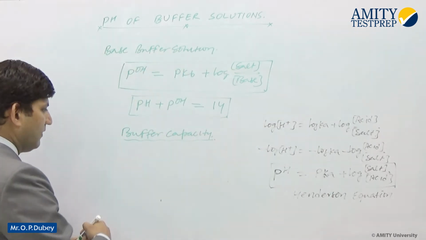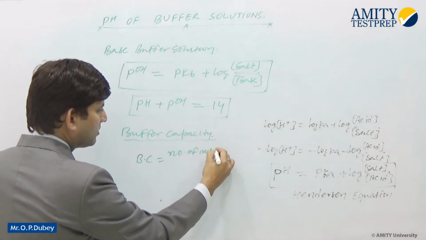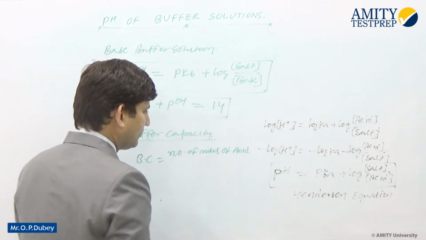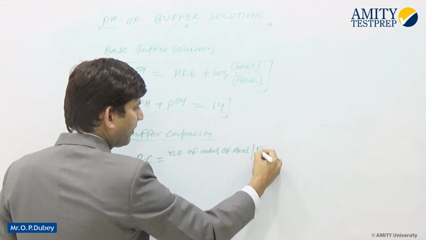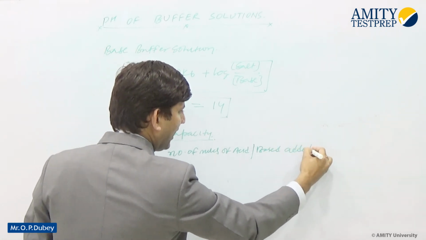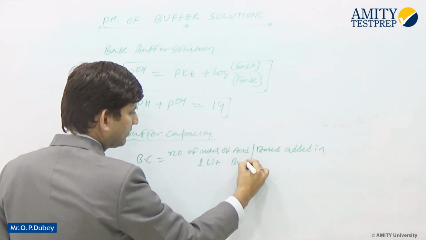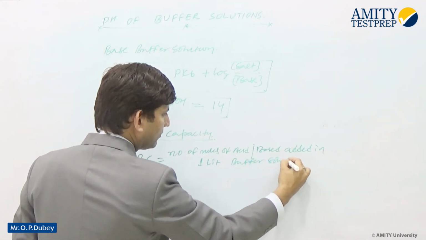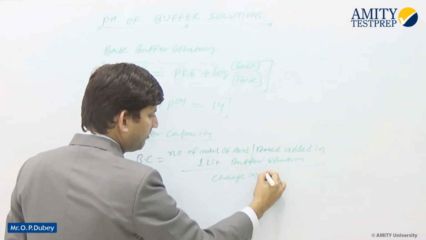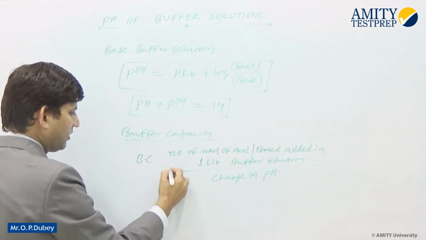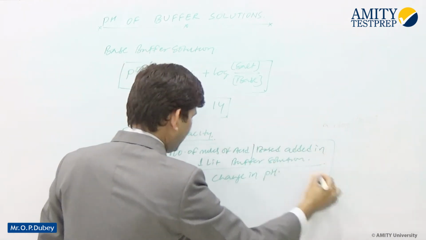Now we can write buffer capacity is equal to the number of moles of acid or base added in 1 liter of buffer solution upon the change in pH. And from this equation we can calculate the buffer capacity, the buffering tendency, of the buffer solution.